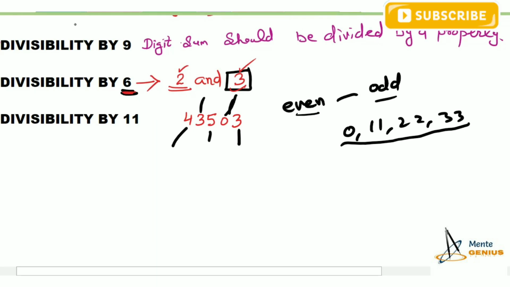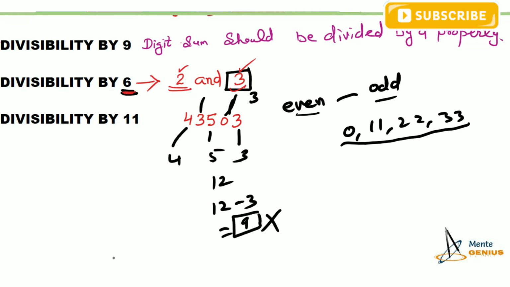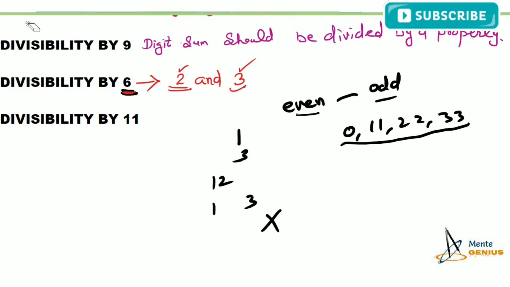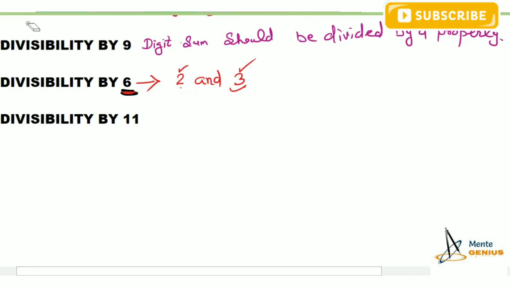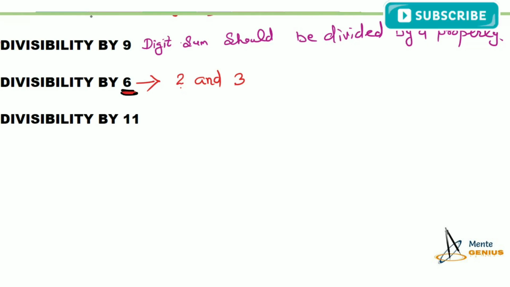Okay, 4 plus 5 plus 3, 4, 5, 3. You will add 4 plus 5, 9, 9 plus 3 is 12. Now 3 plus 0, that is 3. So 12 minus 3, that is equal to 9, which is not divisible by 11. Let us take one more example, which is 1, 4, 1, 4, 0, 3.